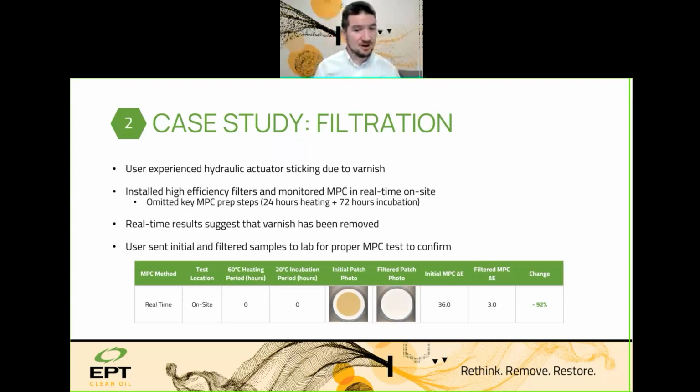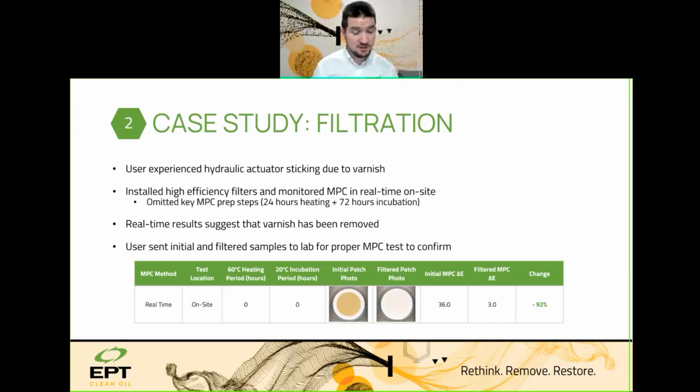These are available on the market. Like I said, the MPC test, it's not really rocket science, it's a patch test. So this is something you can do on-site. And they decided after they installed their high-efficiency filters, they wanted to pull an upstream oil sample, a downstream oil sample, and they passed it through a filter patch on-site to see what impact their high-efficiency filters had.